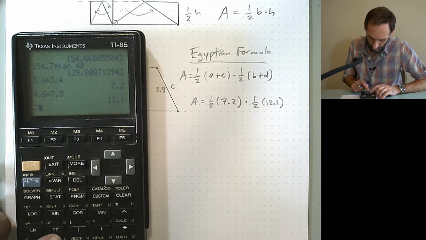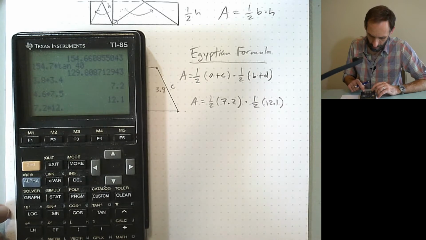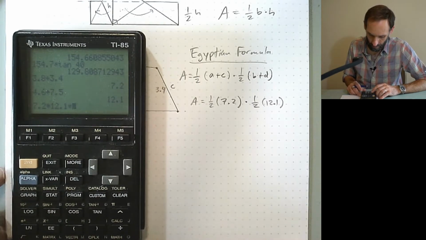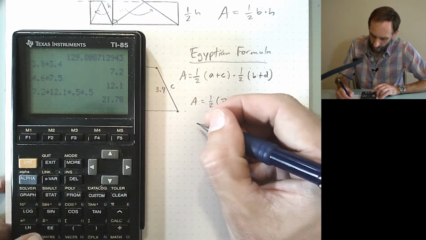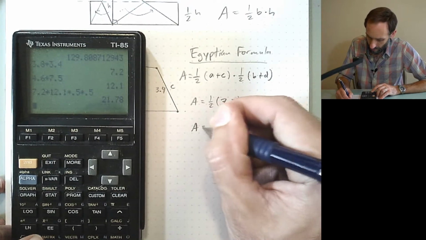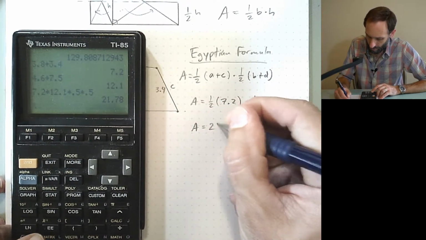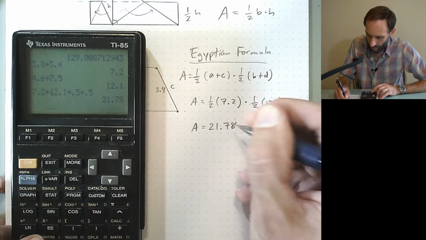So 7.2 times 12.1 times 0.5 times 0.5. And we get a total area of 21.78.